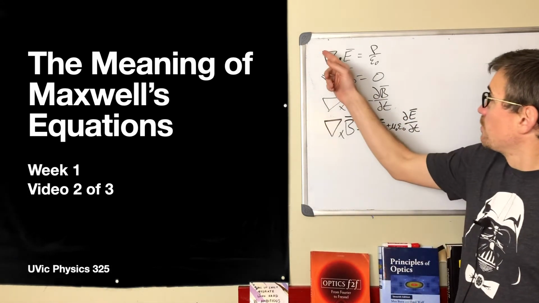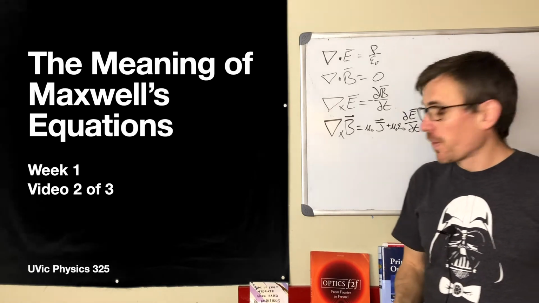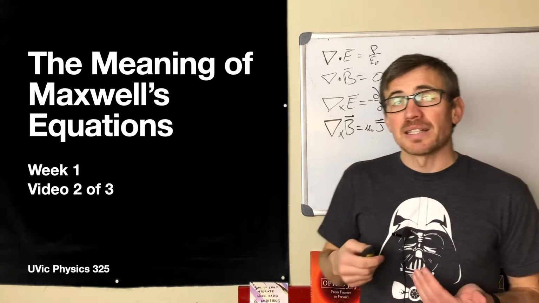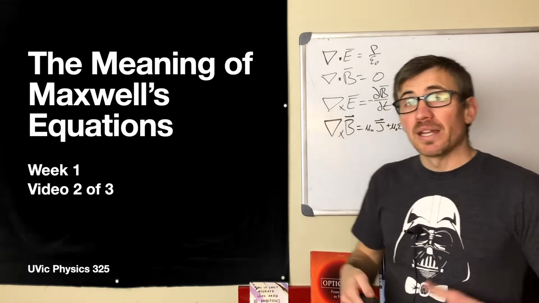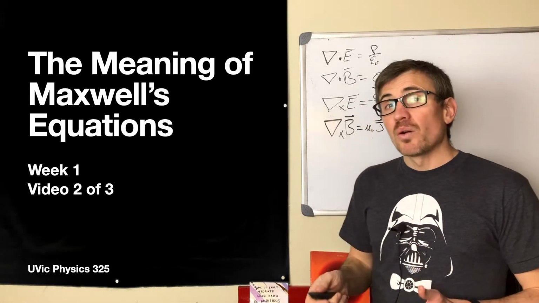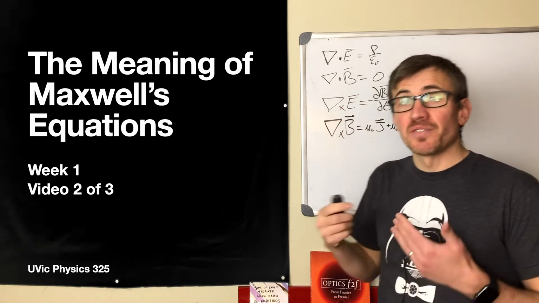Now, as you notice, there's some funny symbols in here: upside down triangles, crosses, and dots. That's why we devoted the last video to understanding what these symbols were and how to work with them a bit. And we're now well equipped to understand what these equations are physically telling us.